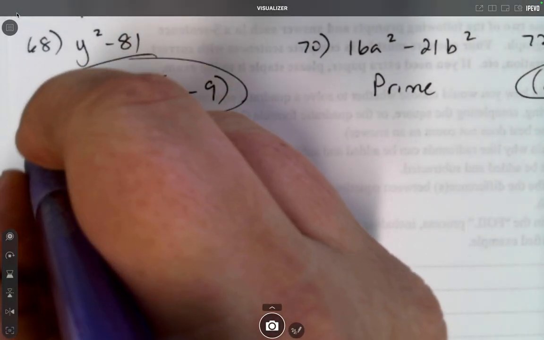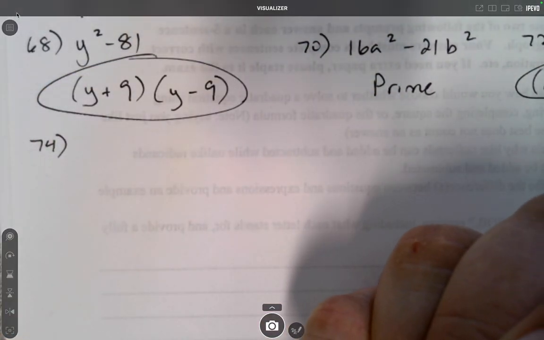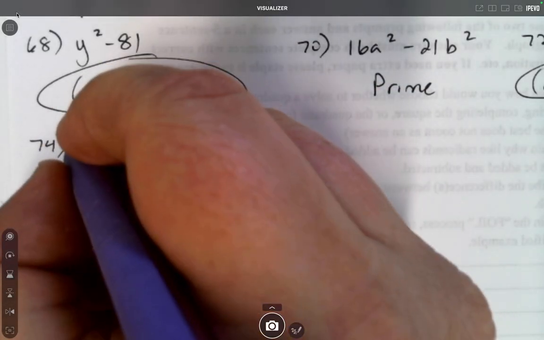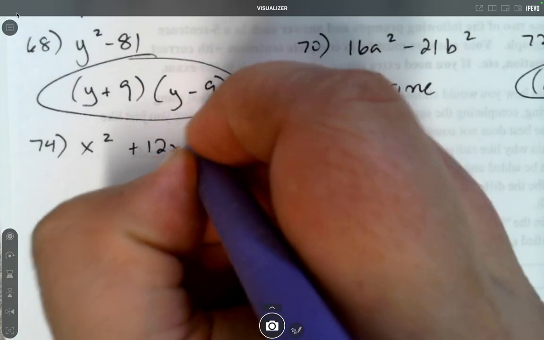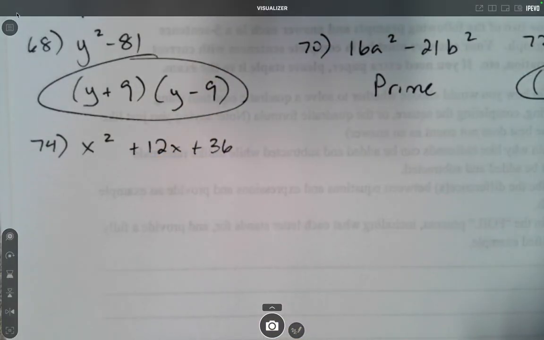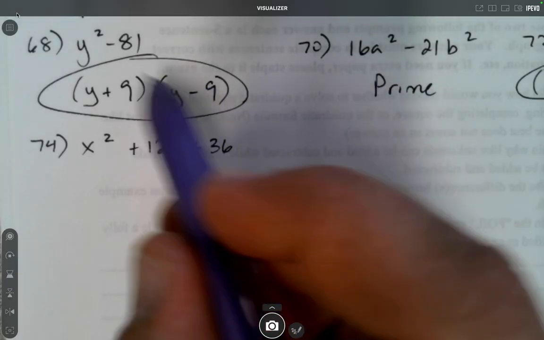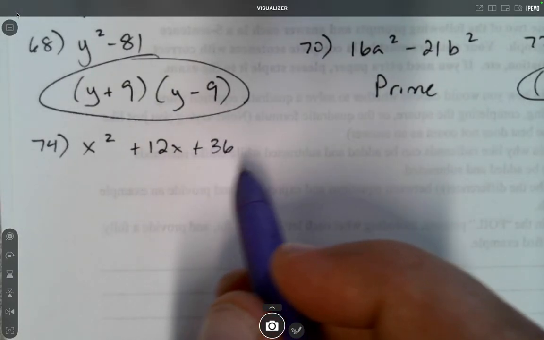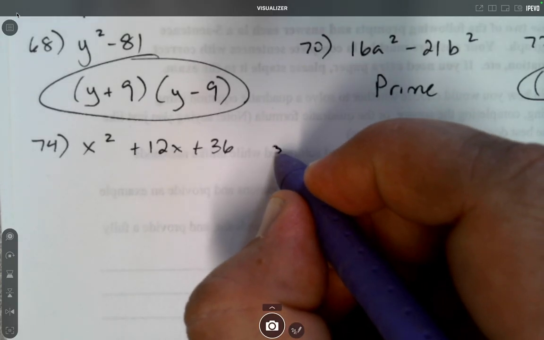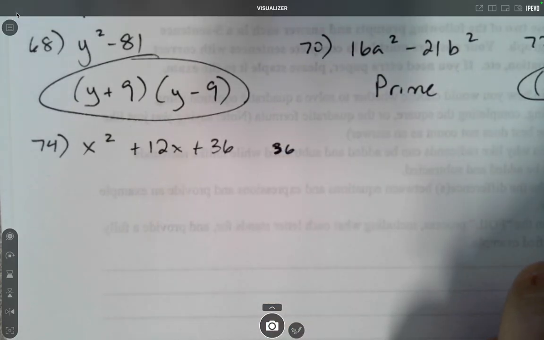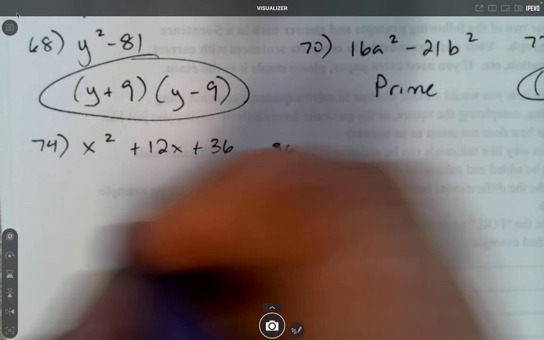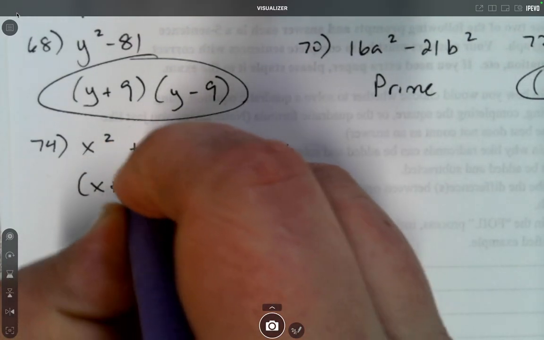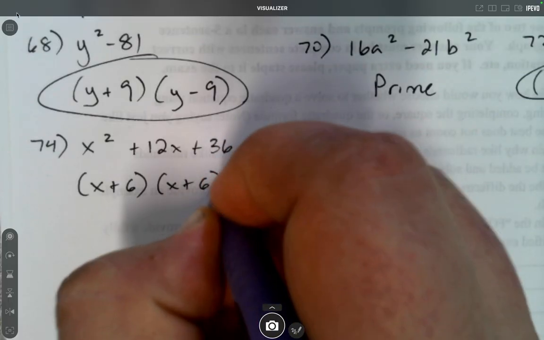Okay, now there are some shortcuts for the rest of the ones we're going to do from this section, but we chose to just do them the normal factoring way that we learned in previous sections. So instead of worrying about memorizing some crazy formula that's far more complicated than difference of squares, we'll just do the normal factoring. We say, okay, what will multiply to be 36 and add up to 12? Well, that would be positive 6 and positive 6. So I'll do x plus 6 and x plus 6.